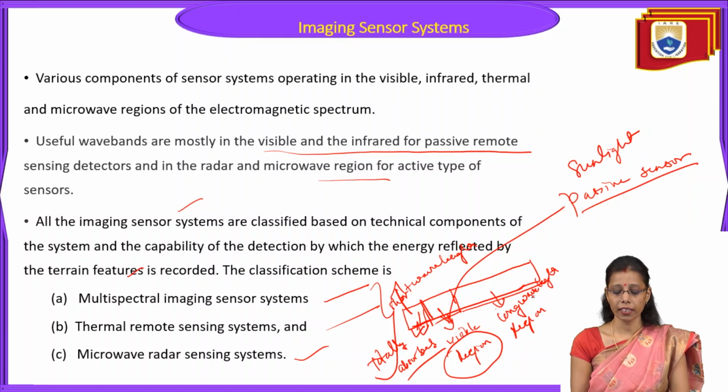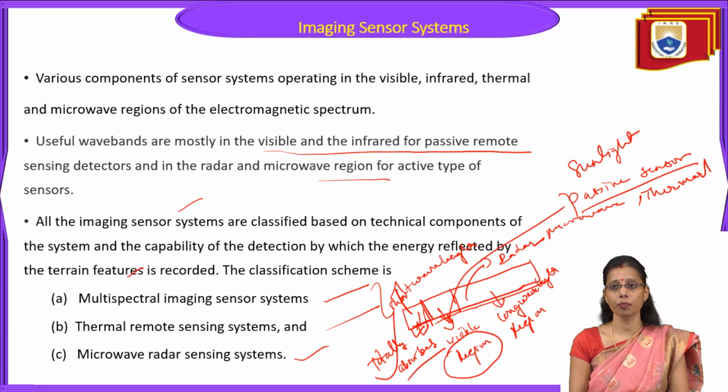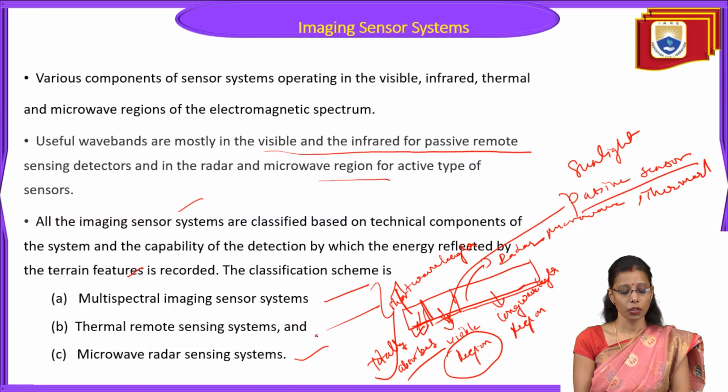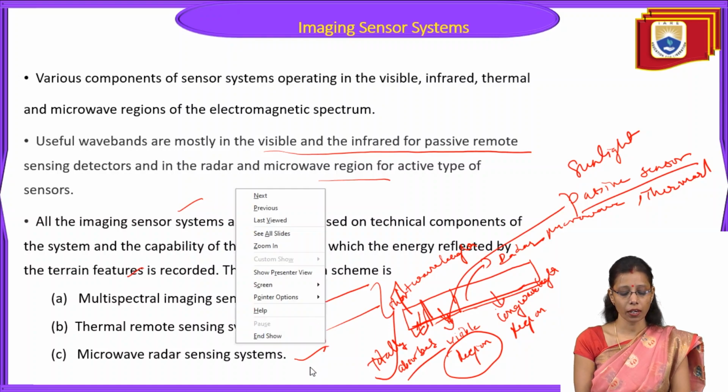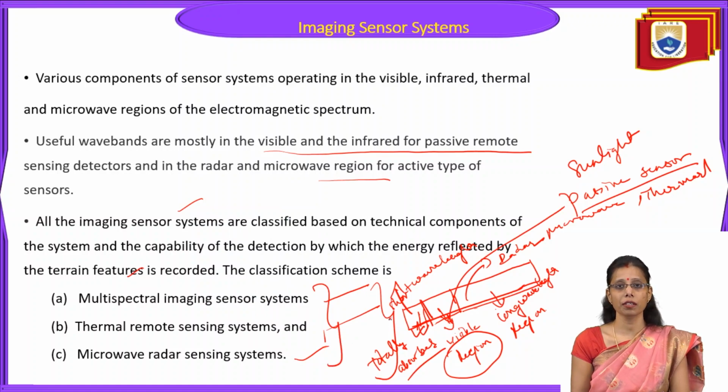Now we come to the long wavelength region. This long wavelength region is where you find radar, microwave, and thermal. So these are all regions beyond the visible region. Beyond the visible region, we have the infrared region, the thermal region, then the microwave region, then the radar region. So thermal, multispectral, and microwave, these three types of classification and three types of sensors will work only in the visible portion of the spectrum and only in the long wavelength region of the spectrum.